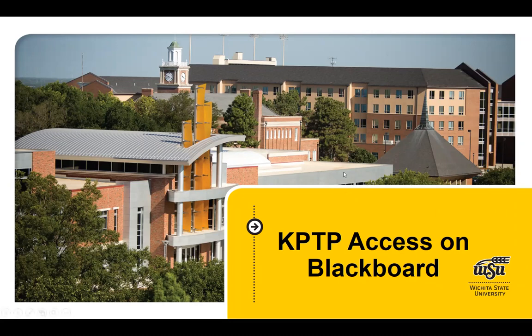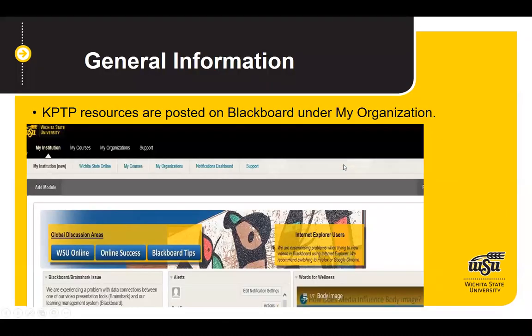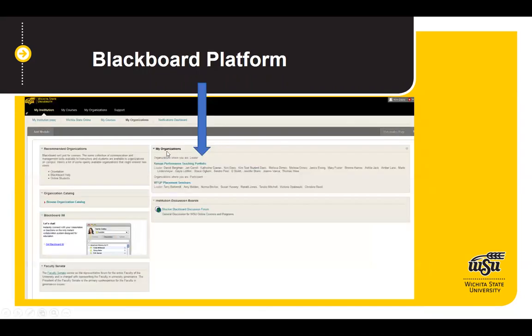In order to do this, you will need to log into your Blackboard. And then instead of choosing My Courses, you're going to choose My Organizations. Under My Organizations, you will find the Kansas Performance Teaching Portfolio folder that you have been enrolled in. If you click on that, you should be able to access this course.